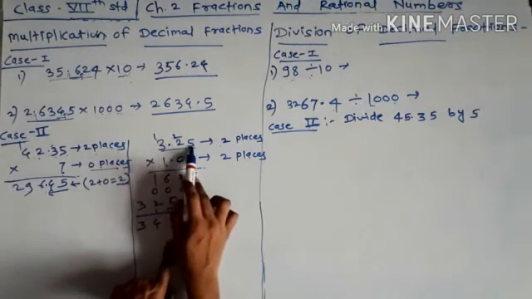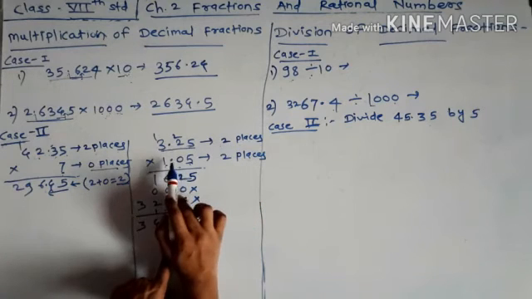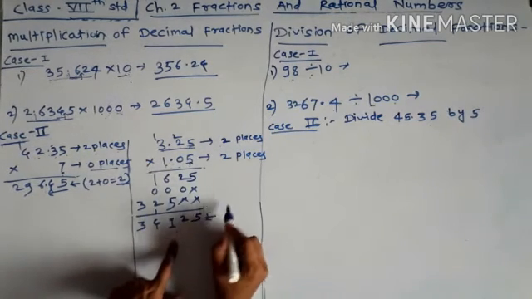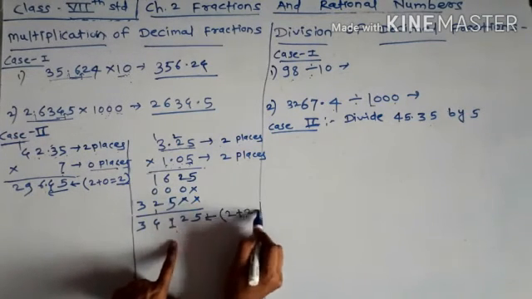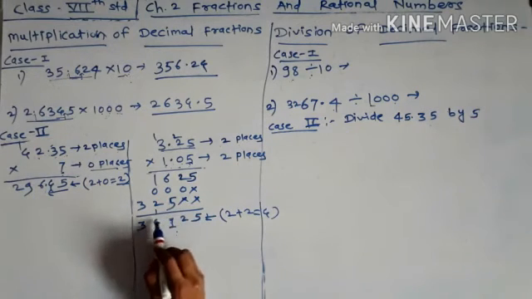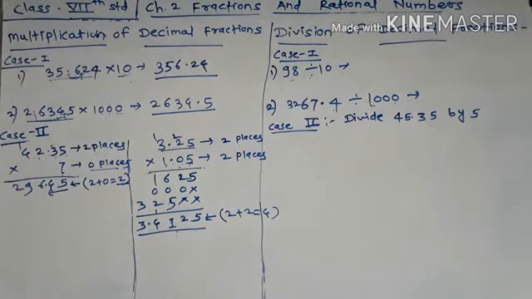In the first decimal fraction, after the decimal point there are 2 places. In the second decimal fraction, after the decimal point there are 2 places. So therefore in the answer we put the decimal point after 4 places from the right side. That is 1, 2, 3, 4 and we put the decimal point here. So in this way we can multiply the decimal fractions.